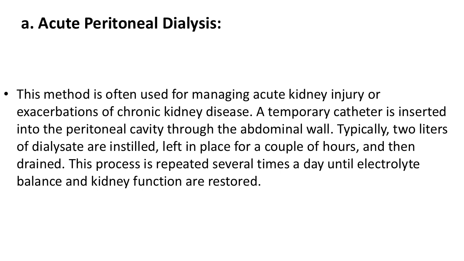A. Acute peritoneal dialysis. This method is often used for managing acute kidney injury or exacerbations of chronic kidney disease. A temporary catheter is inserted into the peritoneal cavity through the abdominal wall. Typically, 2 liters of dialysate are instilled, left in place for a couple of hours, and then drained. This process is repeated several times a day until electrolyte balance and kidney function are restored.